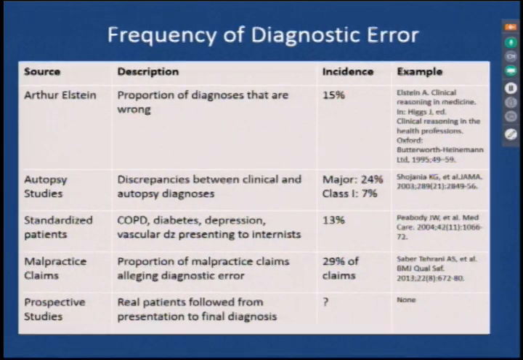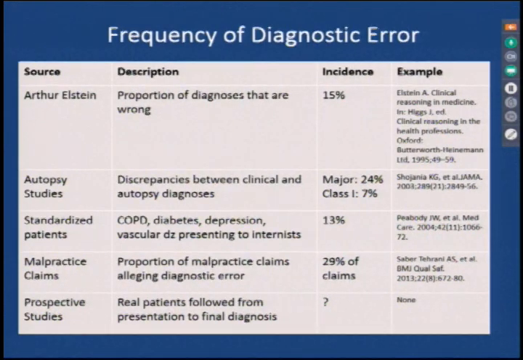And there was a big meta-analysis done by a guy named Shojania, who's from Canada. This was reviewing thousands of autopsies from the years when we used to do a lot of autopsies, to try to see how often the clinical diagnosis differed from the autopsy diagnosis. And 24% of these autopsies were associated with an error, meaning that the clinical diagnosis was different from the autopsy diagnosis. Not only different, this wasn't just some little thing that was added on, this was why the patient died. So the clinical diagnosis was wrong in terms of the cause of death. And then class one means if you had made the right diagnosis, you likely could have saved the patient's life. So that happens 7% of the time.